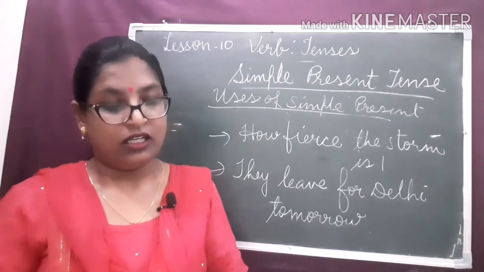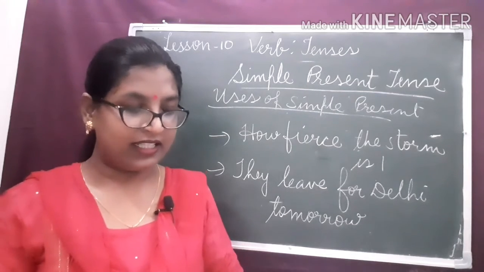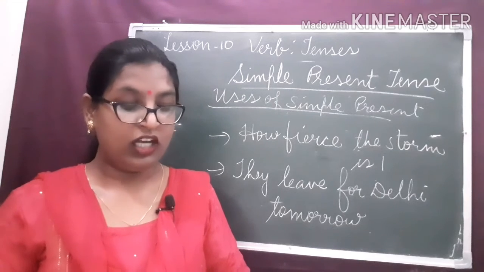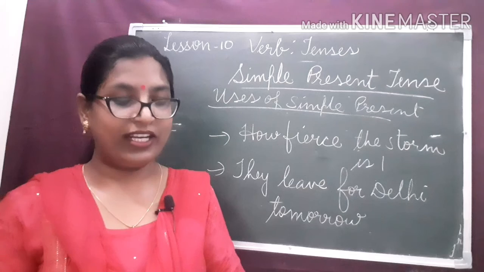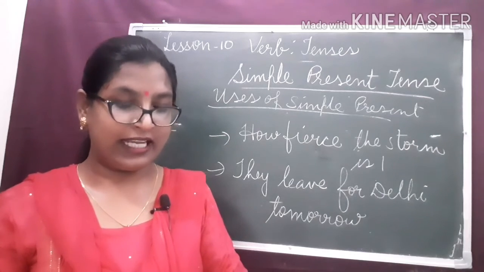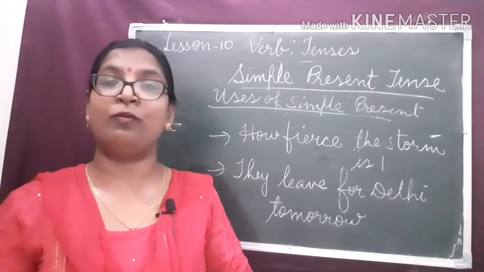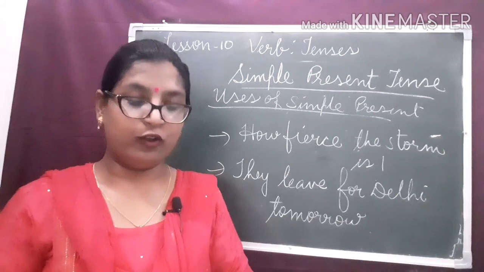And dear children, the exercises are given on page number 78, exercise 1 and 2. Try to solve these two exercises by yourself, write down the definition of tense in your copy, and make the table which is given on page number 76 about the different forms of the verbs.